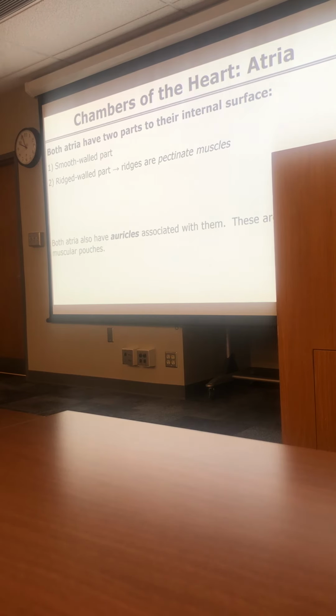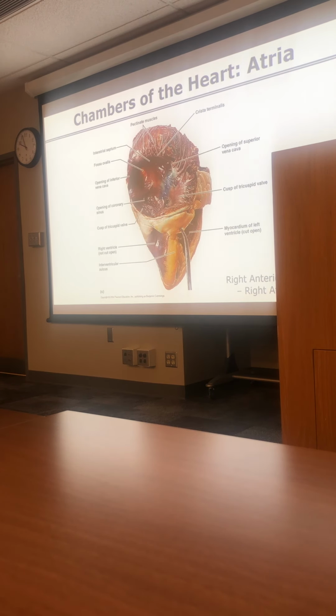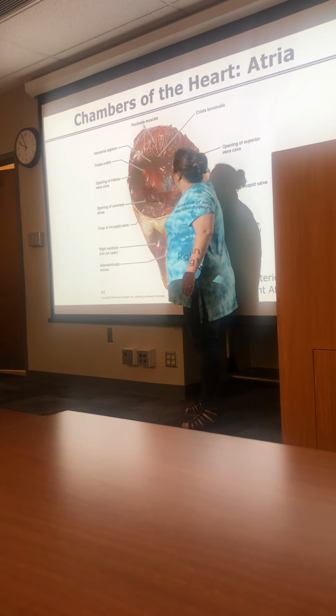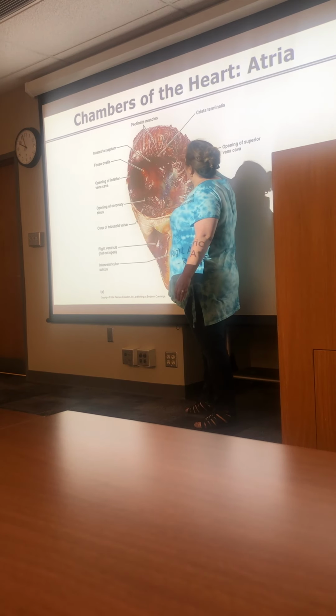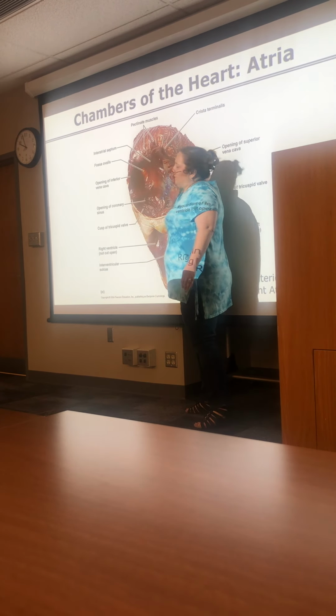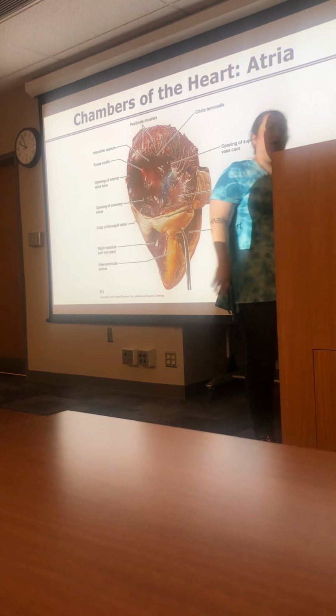These are ear-shaped muscular pouches. When you think about the atria, also remember that the atria are going to be receiving blood coming back from the different circulation systems. We'll talk about which ones in a second. But here we open up the right atrium, and you can see there's a smooth walled part here, and then a ridge walled part. These little ridges here are the pectinate muscles. It's just the cardiac muscle that's grouped together along the walls.